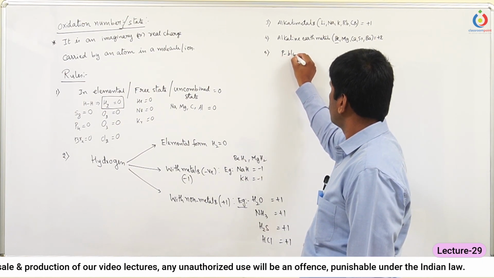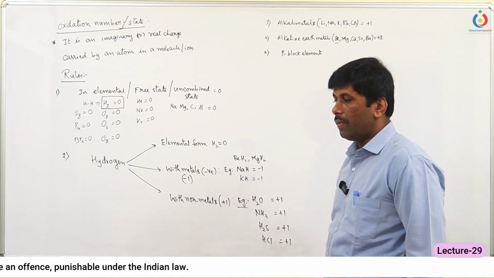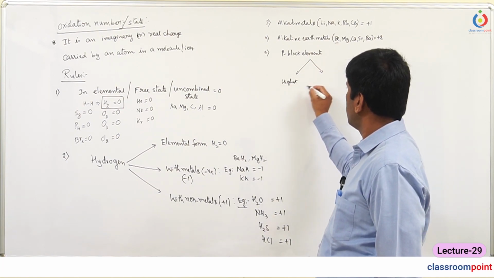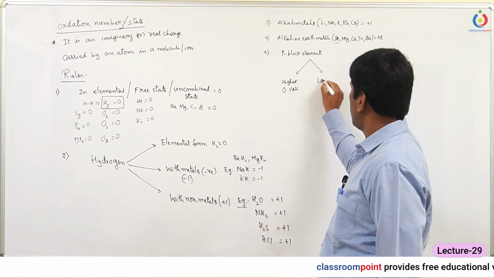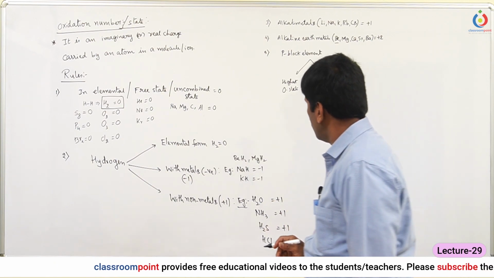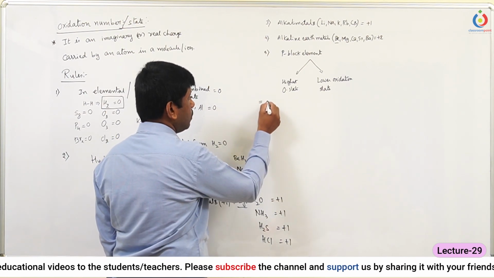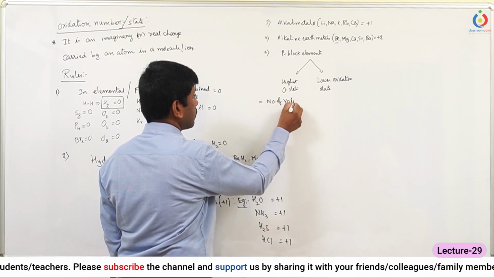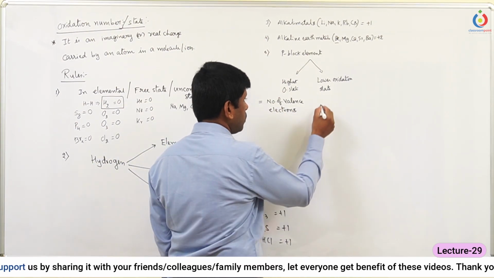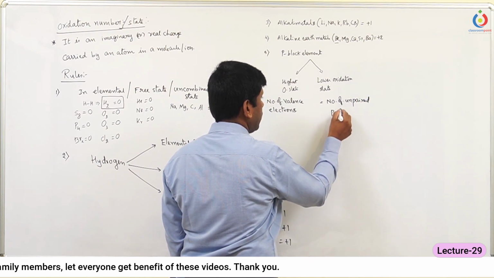And about the p block elements. So p block elements exhibit mainly two types of oxidation states. This is the highest oxidation state and lower oxidation state. So how to calculate the higher oxidation state: the higher oxidation state value is equal to the number of valence electrons. Lower oxidation state is equal to the number of unpaired p electrons.